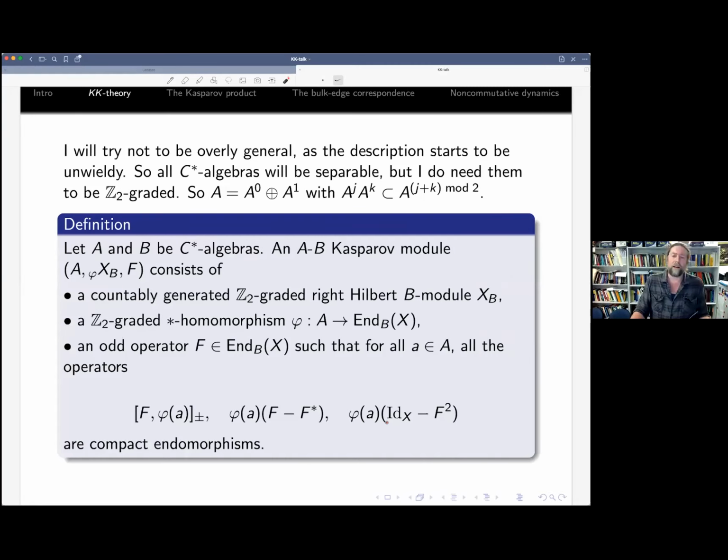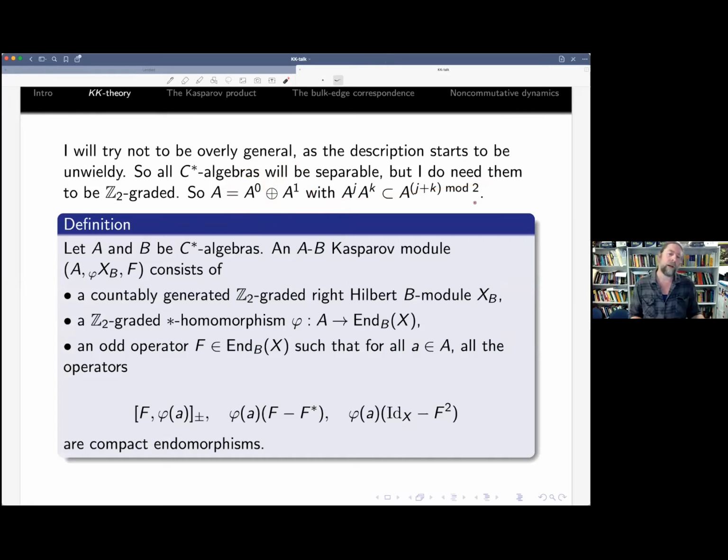So, all right, at the risk of saying something I've said very many times, I'm going to tell you about what Kasparov modules are. I'm going to keep it as simple as possible. So no group actions. Everything is going to be complex, not real. But I do want to keep the Z2 grading so everything's applicable to both the even and odd case, which I'll say very little about. So my C-star algebras will have an even part, A0, and an odd part, A1. And this just tells you things like even times odd is odd and so on.